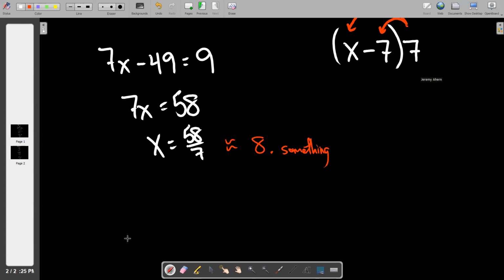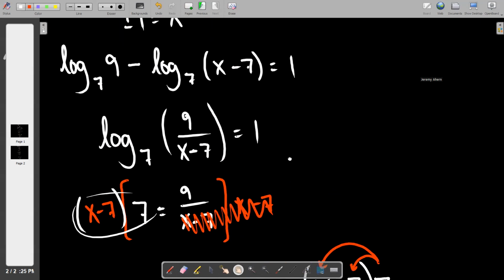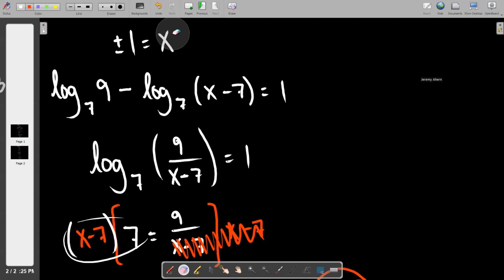You might wonder, well, why do I want to know? Well, I'll show you why, because if I just know that the value of x is 8 and change, take a look at what happens if we go back to the very beginning of the problem. And I mean the very beginning of the problem. I would like to draw your attention to this.